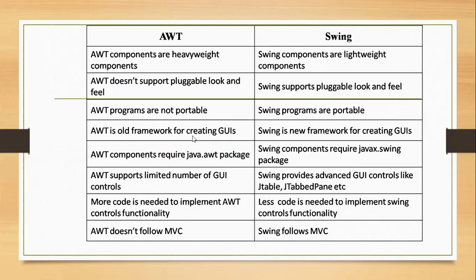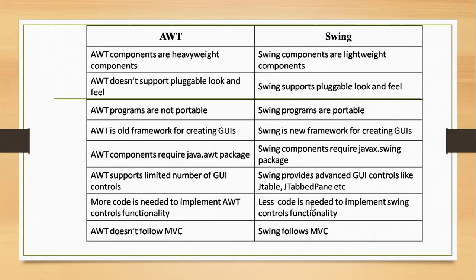AWT is an old framework in Java for creating GUI. You have to hard code everything. Swing is a much newer framework where you have two panes: you have the design and then you have the source, and then you can work on that. To work on AWT, you need to import the java.awt package. For Swing, you need to import the extended Java package, that is javax.swing package.